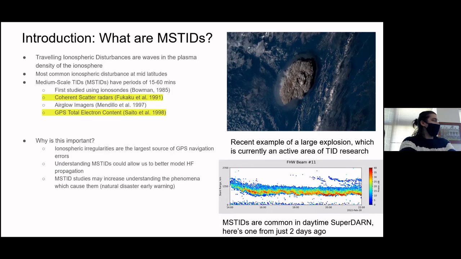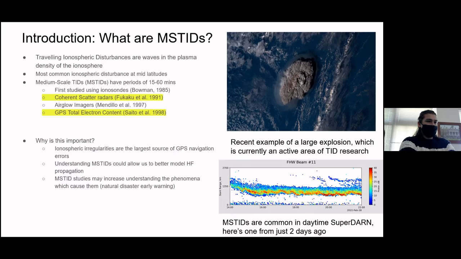MSTIDs are caused by natural disasters sometimes. They're caused by weather events, such as polar vortexes. There's ongoing research about the Tonga explosion that happened last month, which caused MSTID behavior, starting in the South Pacific, but really globally, you see the signatures of the waves.